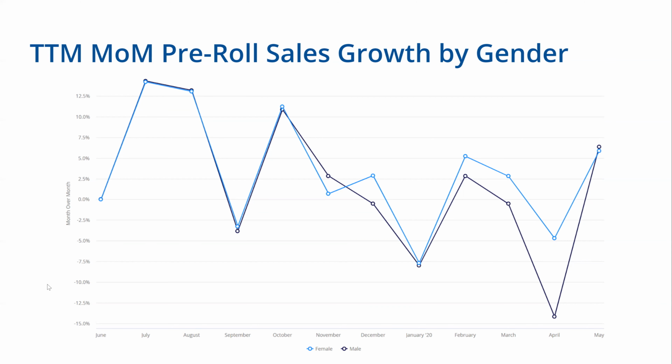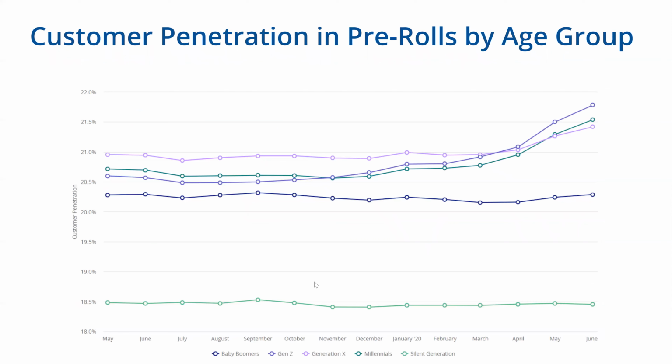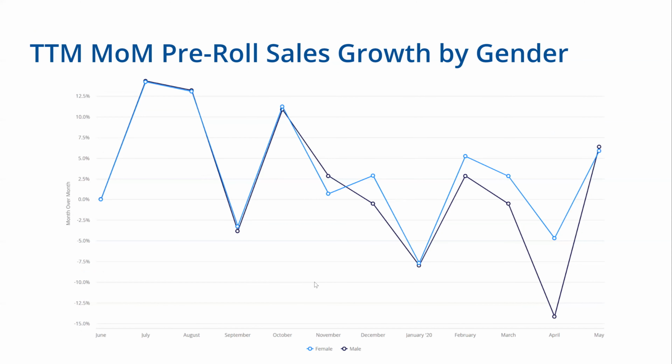So let's dig one layer further into that large drop in April. You can go back one slide. There we go. If we overlay age groups on the gender data above, we find that the female group's shallow decline was held up by its youngest age group, Gen Z, which only saw a month-over-month decline of 1.3%. Conversely, the large 14% decline among male customers was primarily driven by Gen Z. And, of course, the growth between April and May was driven by the Gen Z age group growing 19% in the male group and by 11% in the female group.